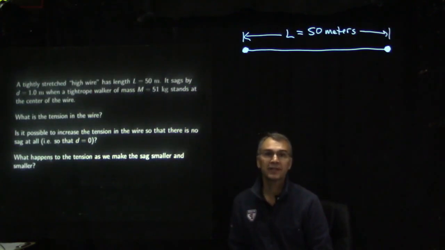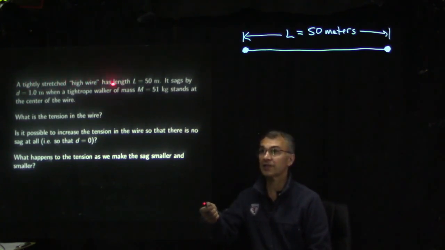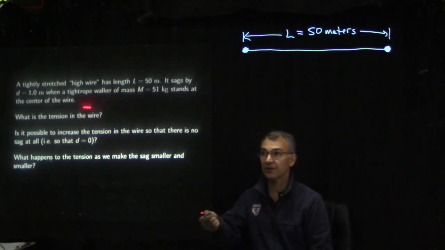Here's a problem involving a cable, which is going to be an interesting segue toward our studying trusses soon. A tightly stretched high wire, that's like a wire that a daredevil stunt person will walk on, has length L equals 50 meters. It sags by D equals 1 meter when a tightrope walker of mass M equals 51 kilograms stands at the center of the wire. What is the tension in the wire? That means the tension when the tightrope walker is standing on it.